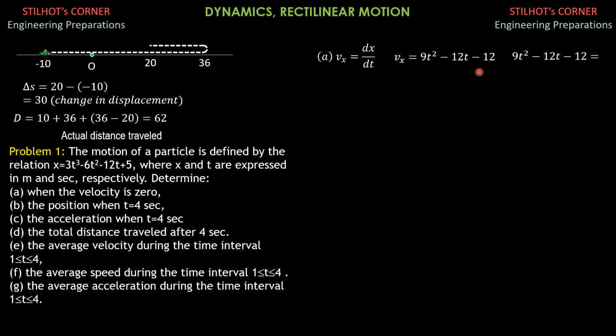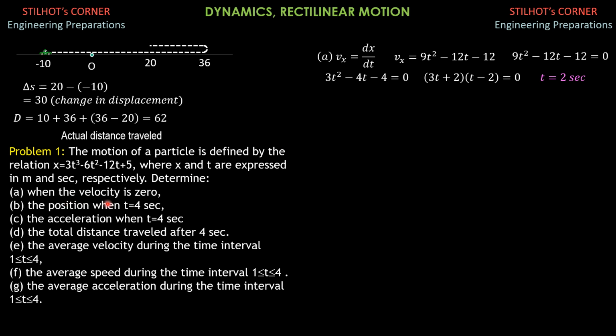Since all coefficients are divisible by 3, dividing by 3 first, we get 3t squared minus 4t minus 4 equals 0, which can be factored into, or you may use your calculator if you want, quantity 3t plus 2 times quantity t minus 2. If we equate the first factor to 0, t is negative, so that cannot be. The only possible value of t when the velocity is 0 is t equals 2 seconds.